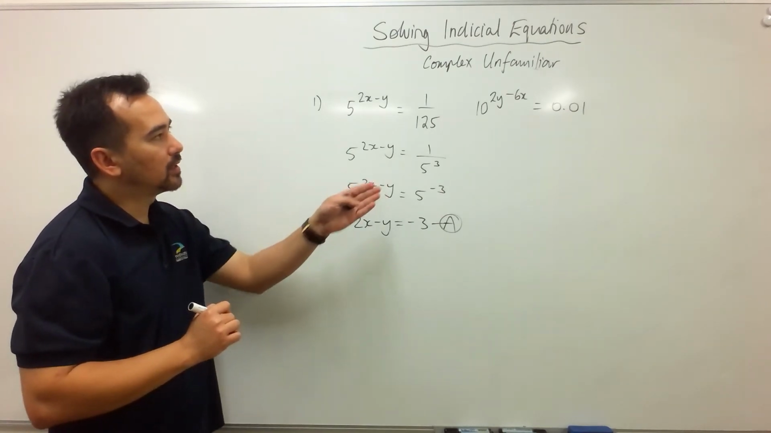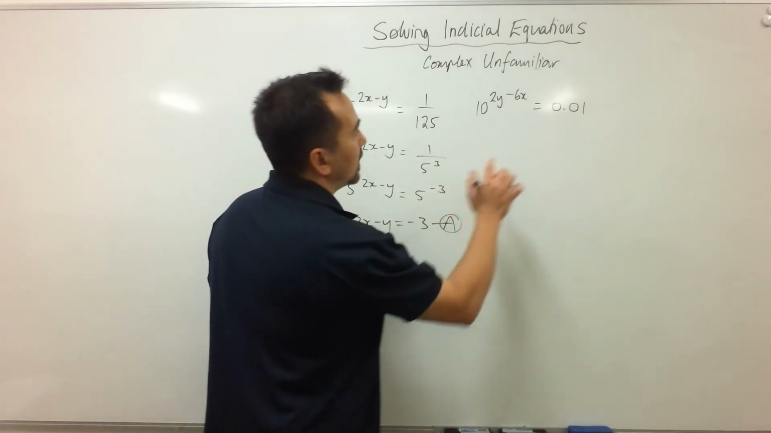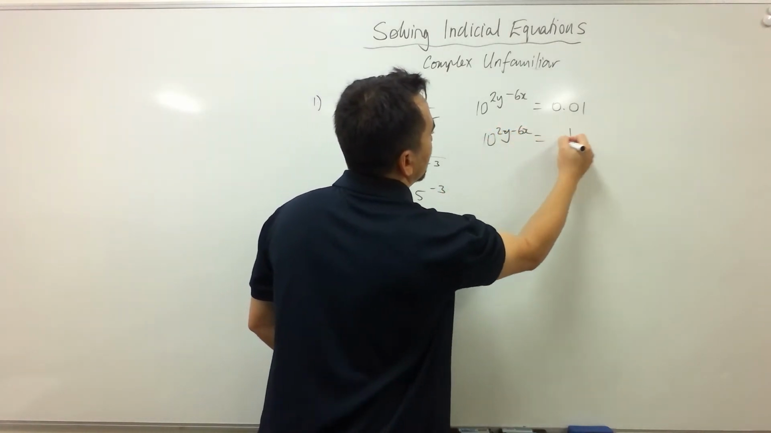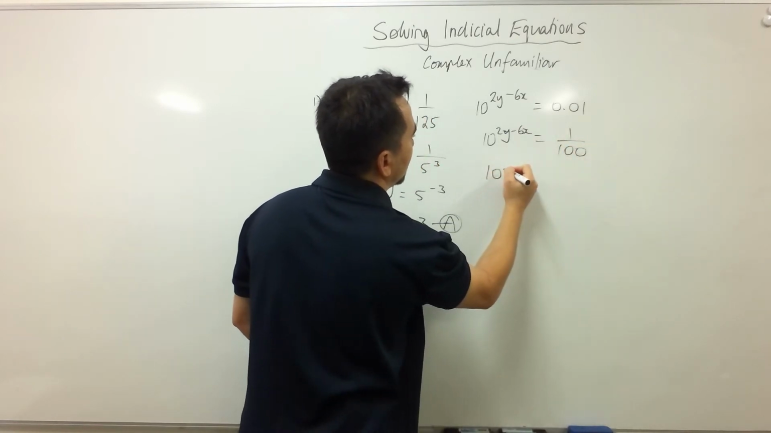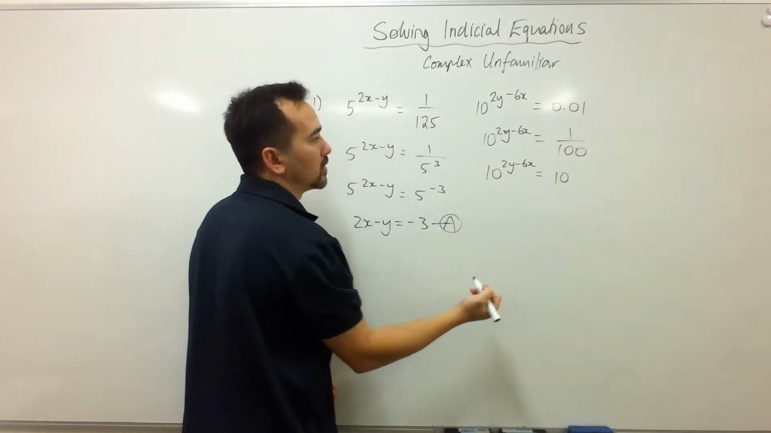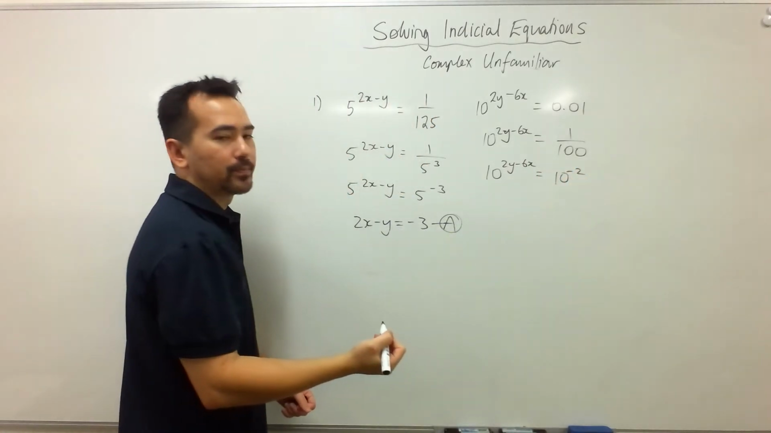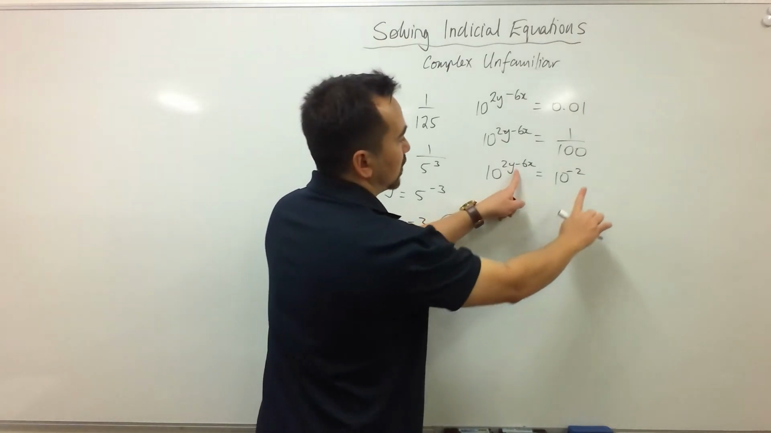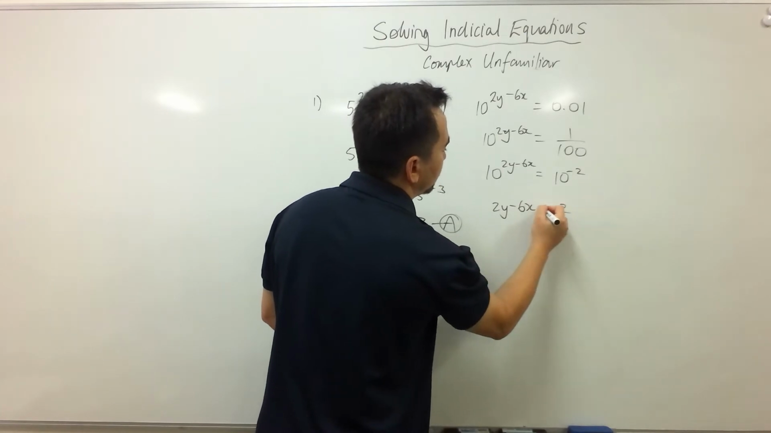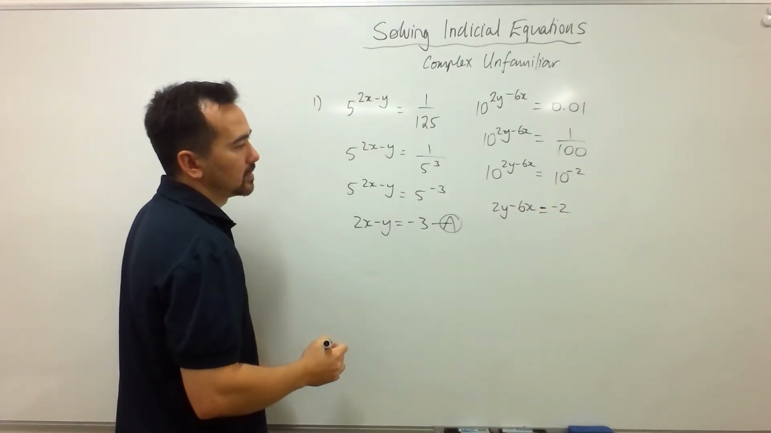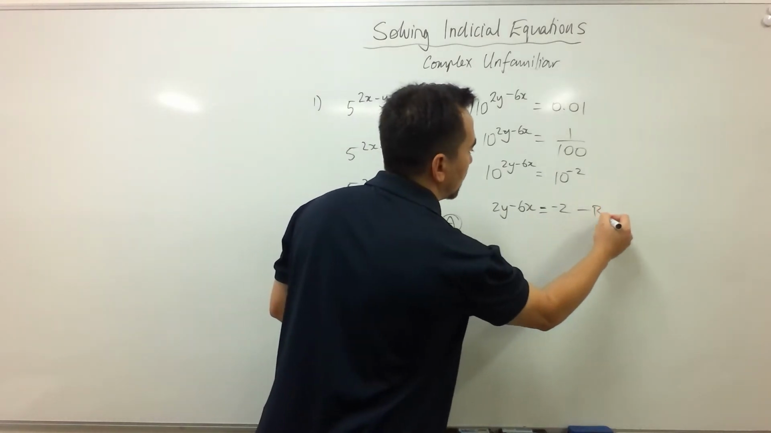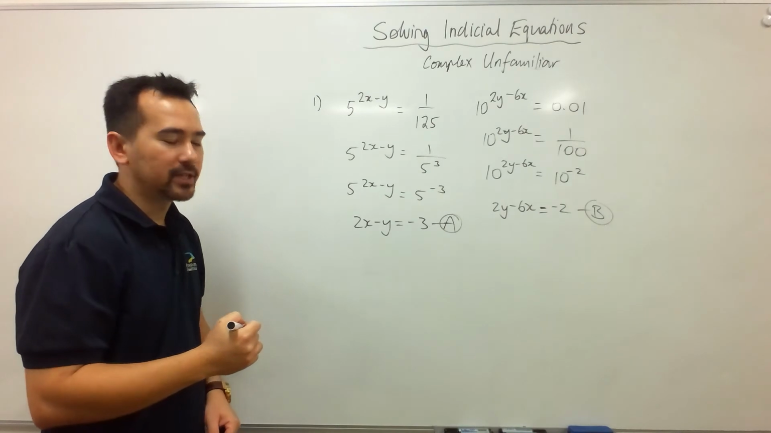Alright, time to work the second half of this question. 0.01 is the same as saying 1 over 100, and 1 over 100 is the same as saying 10 to the power negative 2. And I can equate the powers here as well. 2y take away 6x is equal to negative 2. And that means I now have two equations ready to use simultaneous equations.